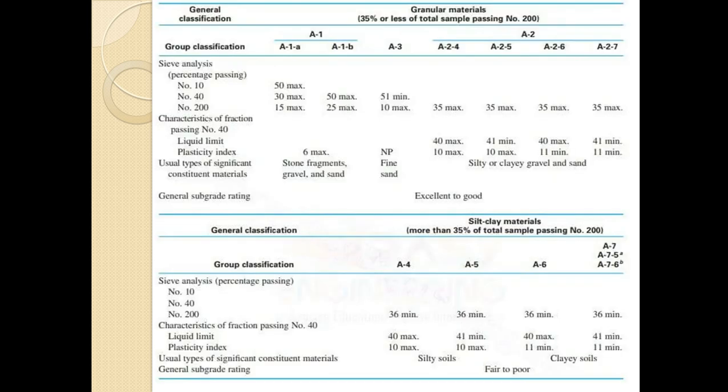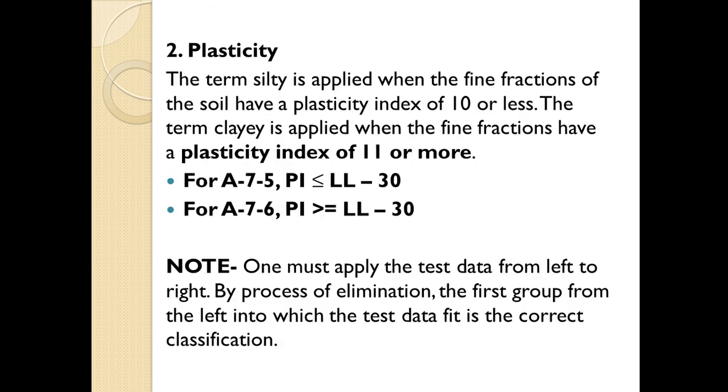So we need to move to our table. The term silty is applied when the fine fractions of the soil have a plasticity index of 10 or less. Here you can see in the silty soil that 10 max is written. It means that the maximum plasticity index we can apply to this silty soil is 10, not more than that. For example, if our soil has a plasticity index of 12 or 13, we can't classify it in this silty soil category.